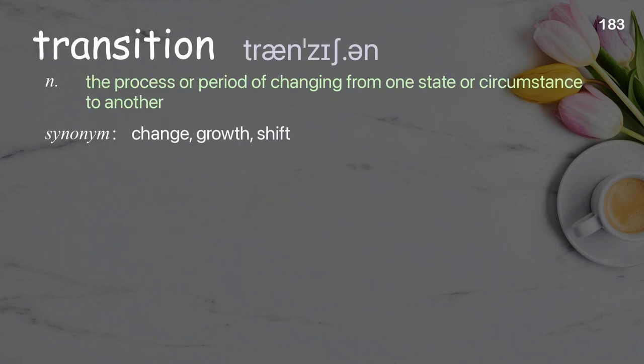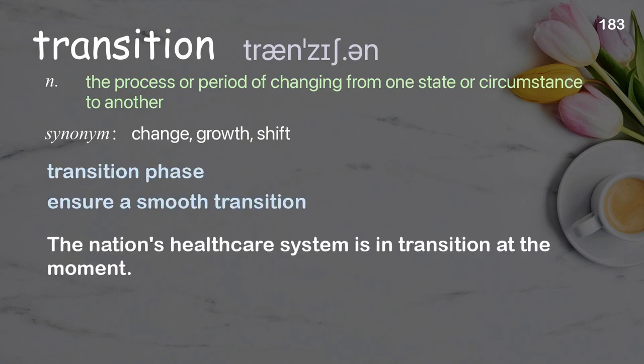Transition. The process or period of changing from one state or circumstance to another. Examples. Transition phase. Ensure a smooth transition. The nation's healthcare system is in transition at the moment.